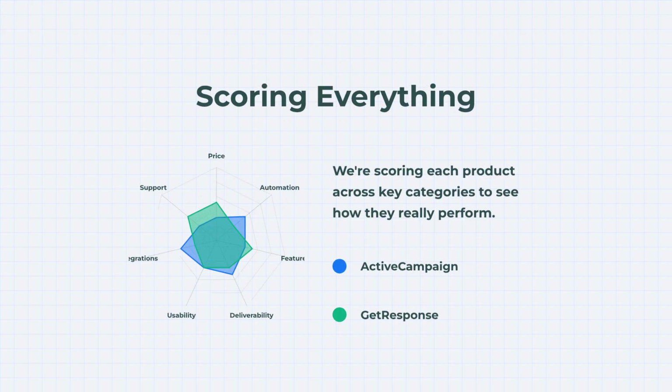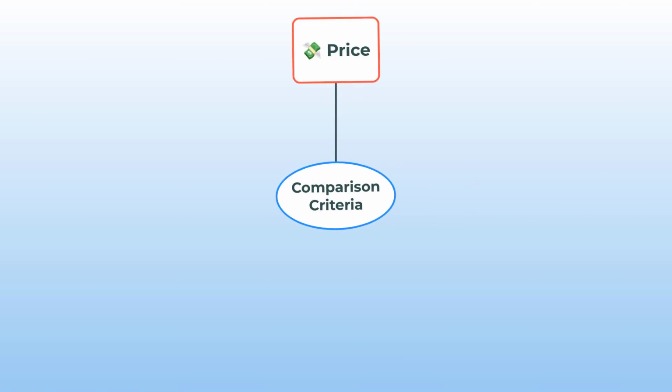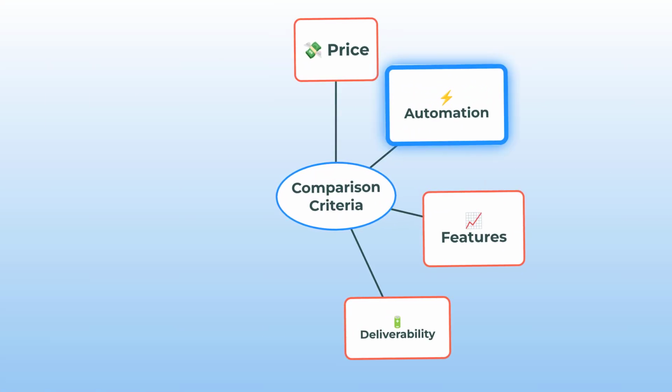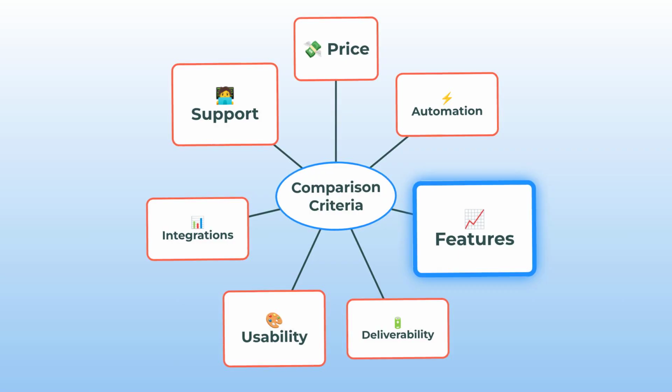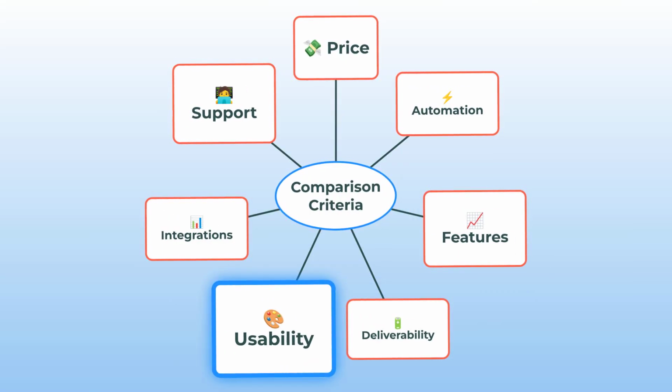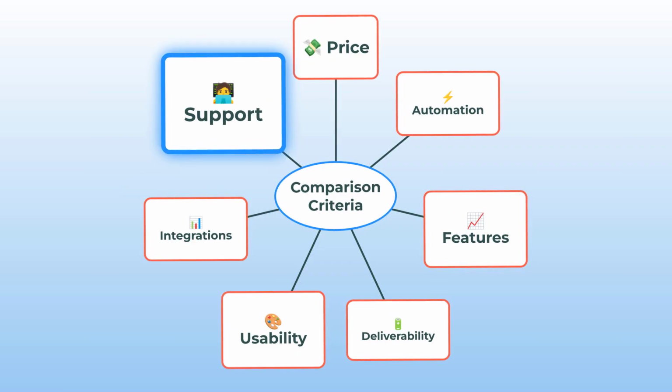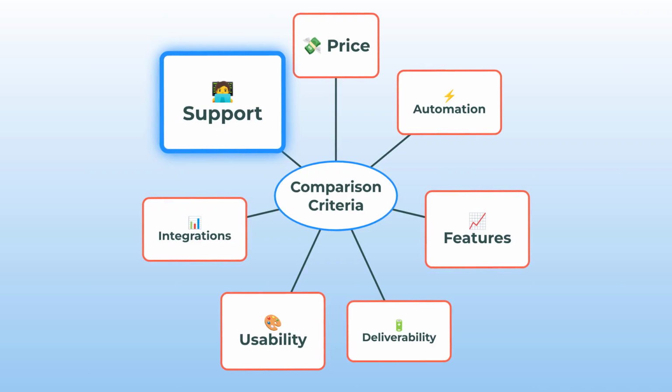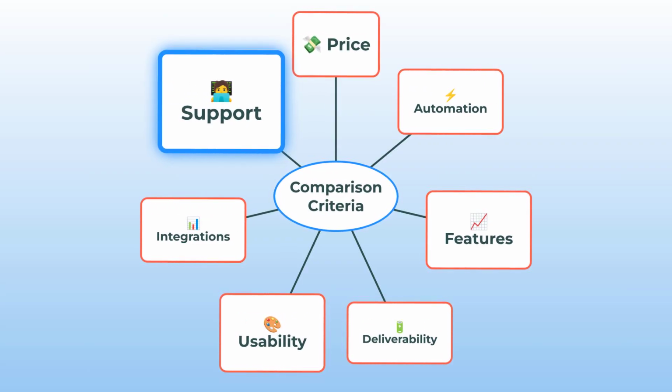We'll break it down category by category, giving out points along the way, so you'll know exactly which one comes out on top. And trust me, the winner might just surprise you. So here's the game plan. We're going to look at everything: price, automation, overall features, deliverability, usability, integrations, and of course, support. It's like a mind map of, well, what actually matters when you're choosing an email platform. Ready? Okay, first up, money stuff.